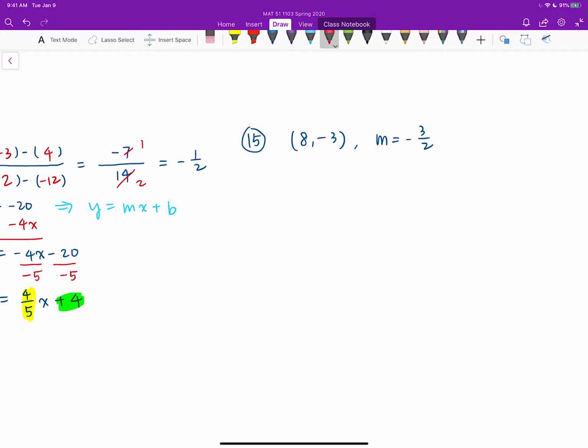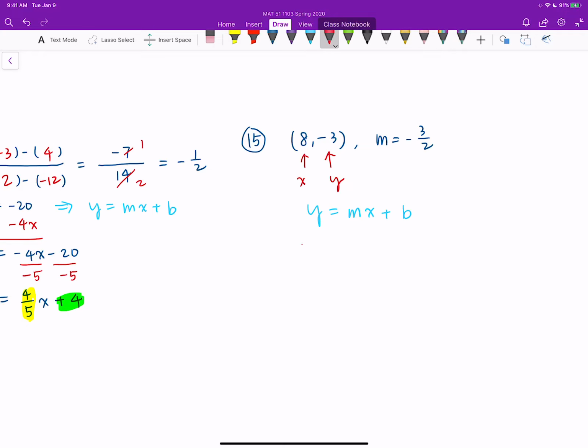How do you find out b? Well, if we know x and y, then with the help of m, we will be able to solve for b. Do we know x and y? Yeah, we do know x and y, because they gave you a point. That point is on the line. That means that point satisfies the x and the y in the equation. Therefore, we simply first write the slope-intercept form, y equals mx plus b, and then plug in the values.